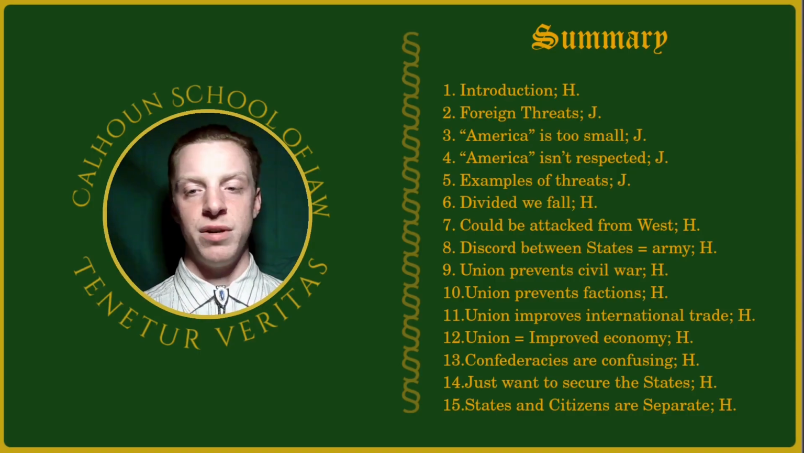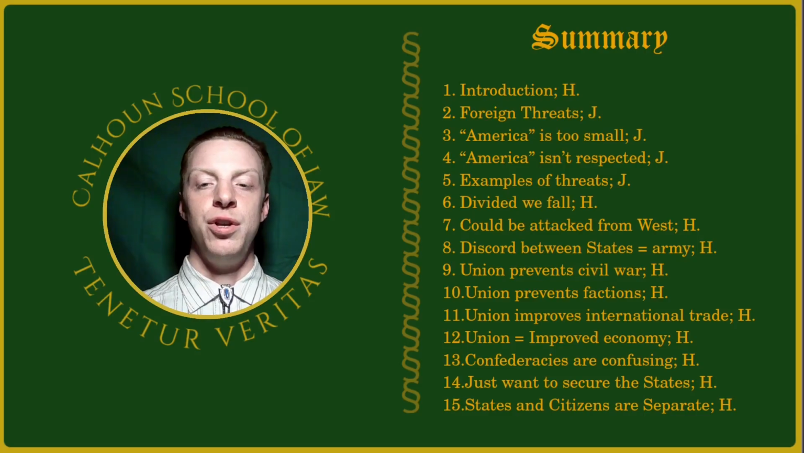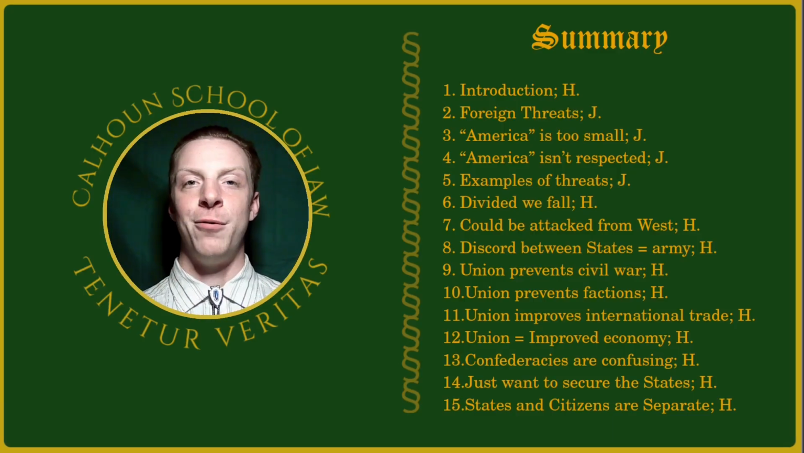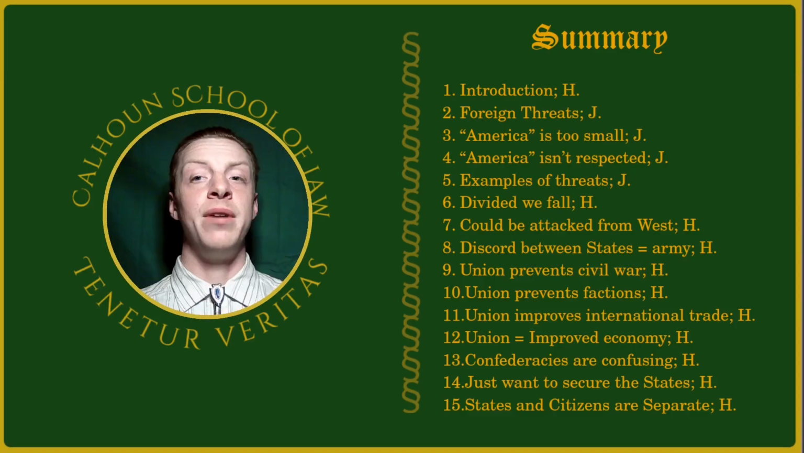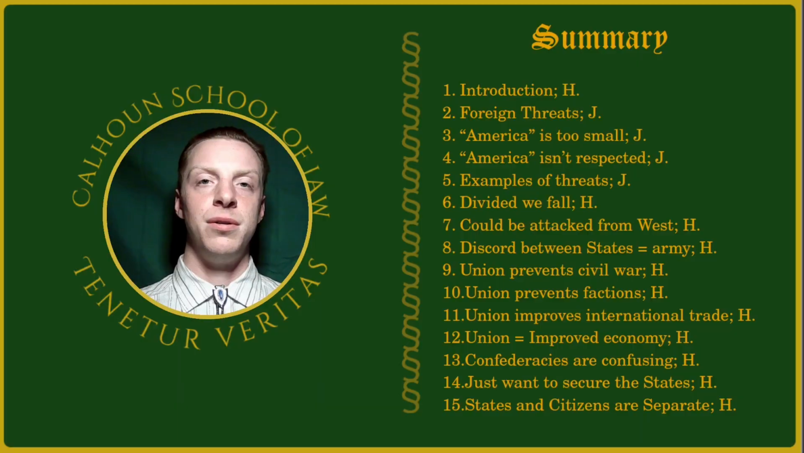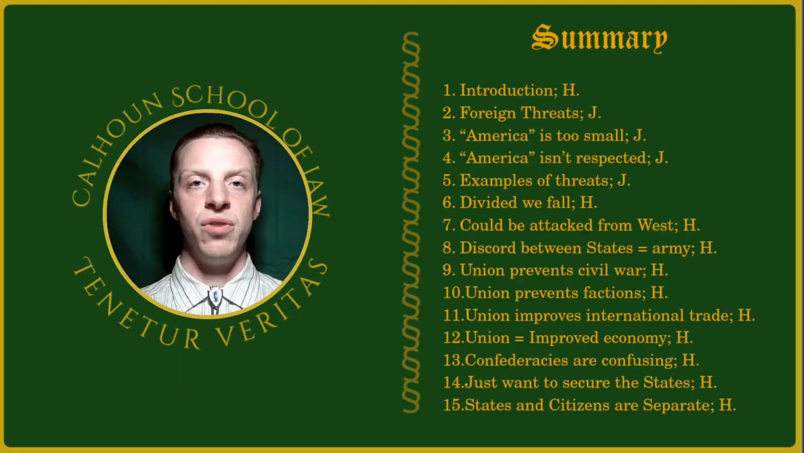Number 12, also written by Hamilton, the union would lead to an improved economy. He was articulating further on number 11 how the respect garnered on the global stage would benefit the states individually, but through unity, through having a similar currency, economics, trade, commerce, and so on would be easier, more convenient, and more fruitful to conduct.